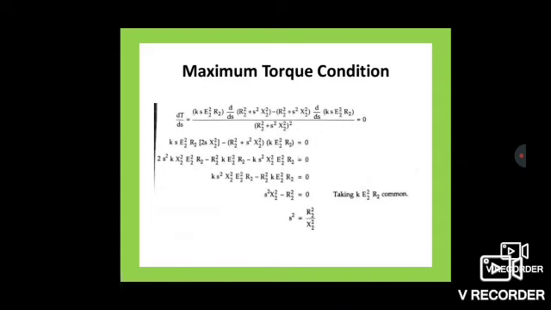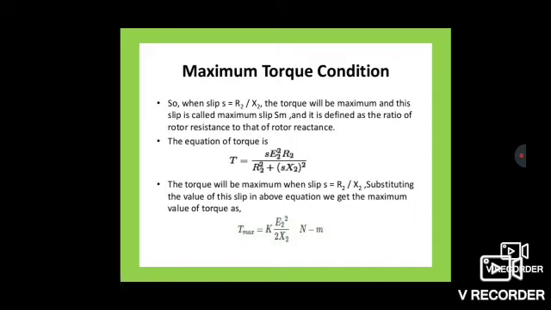The numerator is u and the denominator is v. Therefore, we obtain dT by ds equal to the numerator K s E2 squared R2 d by ds of (R2 squared plus s squared X2 squared) minus (R2 squared plus s squared X2 squared) d by ds of (K s E2 squared R2), divided by (R2 squared plus s squared X2 squared) the whole squared, equal to 0. Therefore, the numerator becomes 0. From the numerator we get s squared equal to R2 squared divided by X2 squared. So when slip s equals R2 divided by X2, the torque will be maximum.